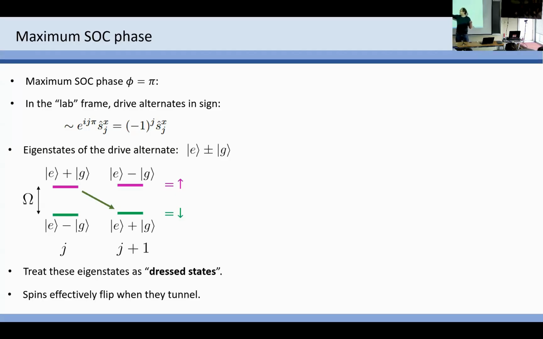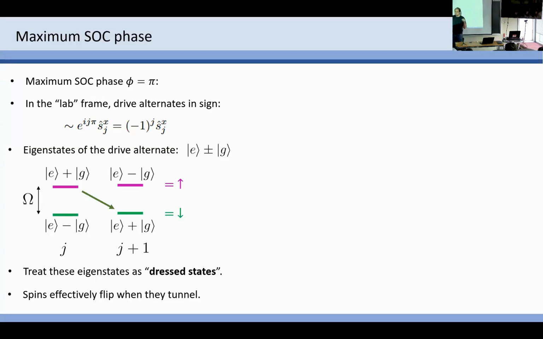So the positive energy eigenstate on one side might be E plus G, but on the next it'll be E minus G, and so on and so forth. And what we can do, and I apologize for yet another basis transformation, but that's kind of what you got to do here, is take these dressed states of the drive, eigenstates of the Rabi drive, as spin states in their own right. So let's say I have a dressed spin up and a dressed spin down with positive or negative eigenenergy of the Rabi drive.